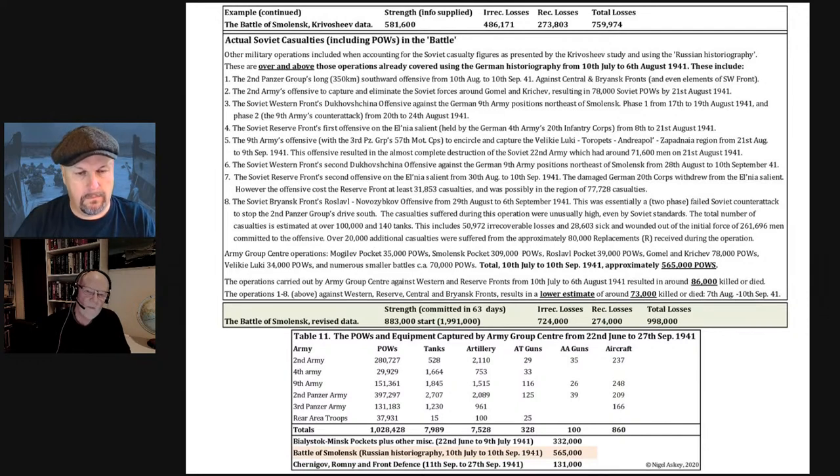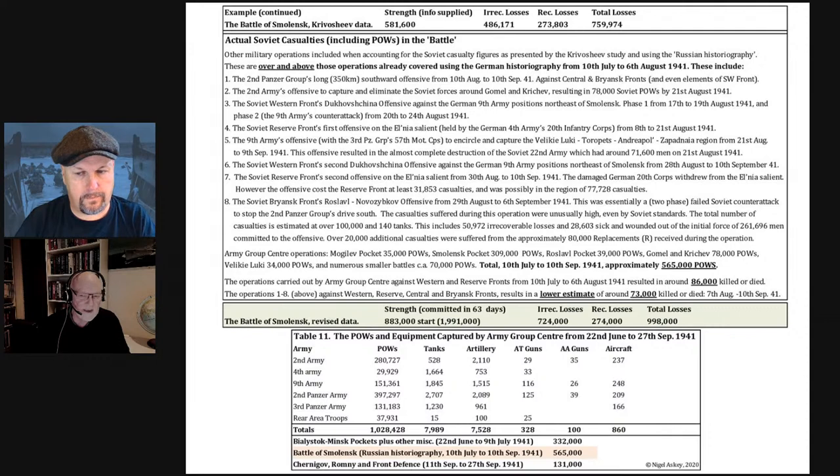And it's not a genuine argument, because they're basically extending the parameters of the Battle of Smolensk to such an extent, when it's basically 200 kilometers into North Ukraine, and it encompasses Velikiye Luki in the far north, and Third Panzer Group's efforts to assist Army Group North take Leningrad. It's like, how extreme do you get to convince that this Battle of Smolensk hasn't ended yet? So I'm very cynical about the Battle of Smolensk Russian historiography.